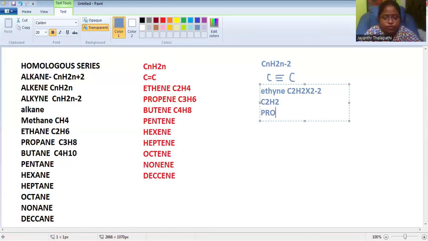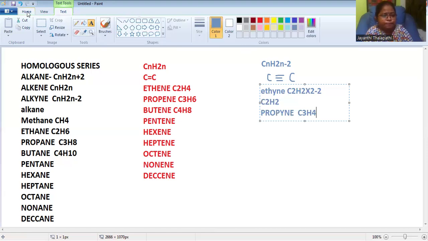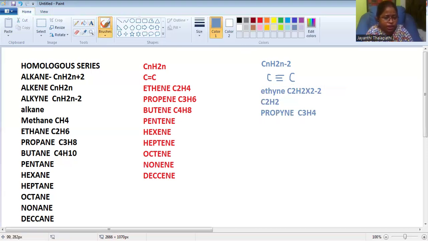What is next? Propyne. What is the formula for propyne? 3 carbon atoms. If C is 3, hydrogen will be 2 into 3 minus 2. 2 into 3, 6, minus 2 will be 4. C3H4. You can see the other compounds also here. Propane is C3H8, propene C3H6, propyne C3H4. If you see these three compounds, you can understand that 2 hydrogens reduce each time.